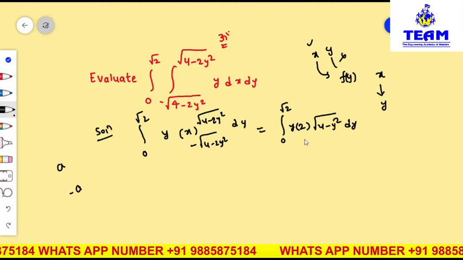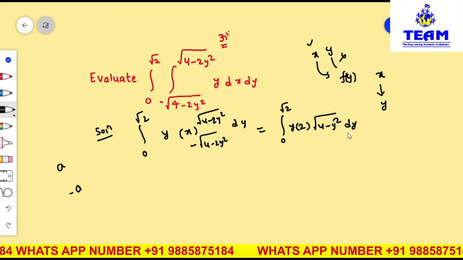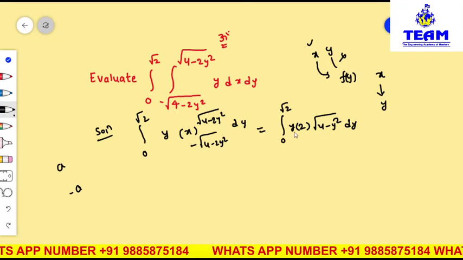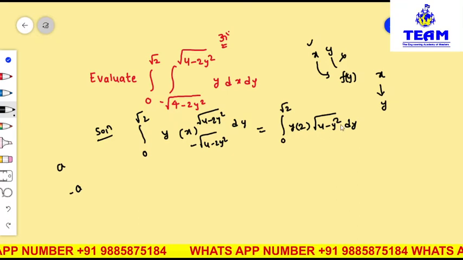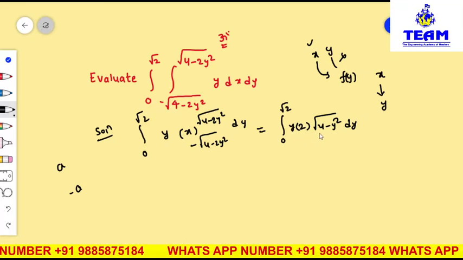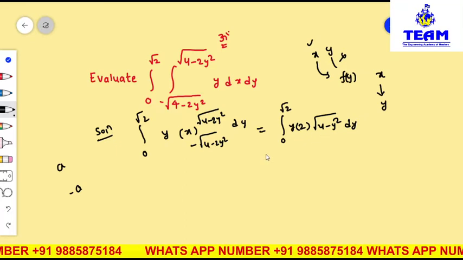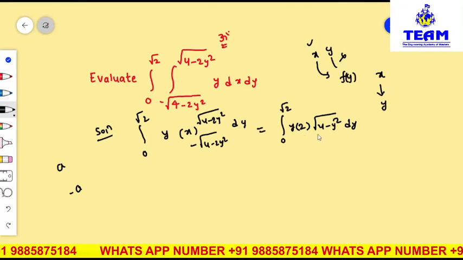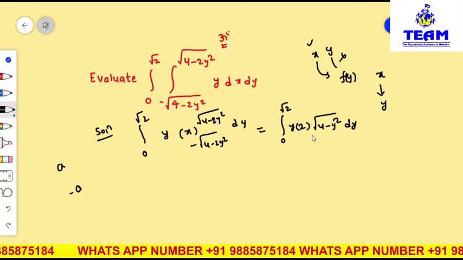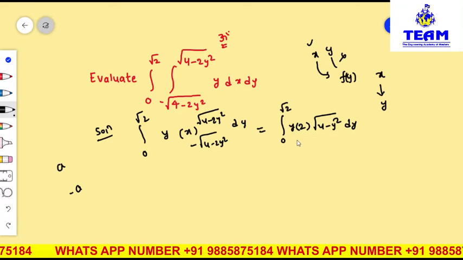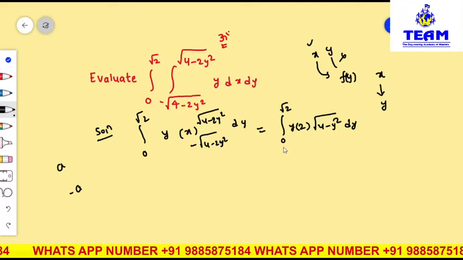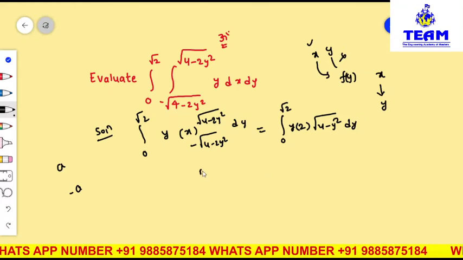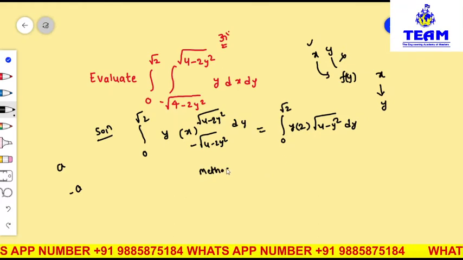We are integrating with respect to y, but here the integrand is a product of two terms: one is y, and the other is the square root of 4 minus 2y square, which is also in terms of y only. So go for the UV rule? But if you apply the UV rule, is it easy, or which method should you apply? Here friends, we can do this by different methods. First, method 1.